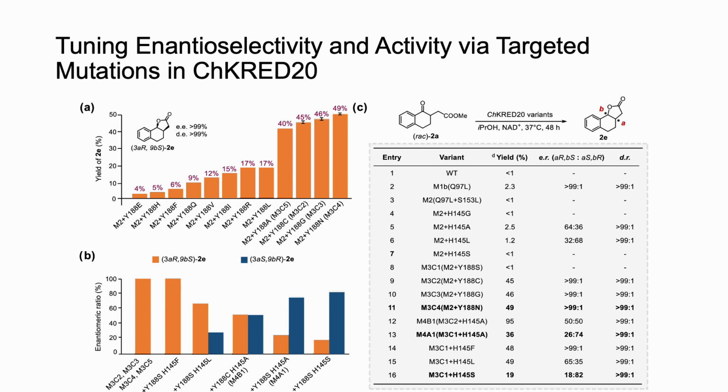And finally, in the right table, the authors listed the reaction results of all mutants, including the yield, the enantiomeric ratio, and the diastereomeric ratio. Several of the mutants, such as M3C4, M3C3, M4A1, show outstanding performance, not only with high yield, but also with completely opposite enantiomer selectivities. And the DR was also greater than 99 to 1, showing very excellent performance and modulation ability.